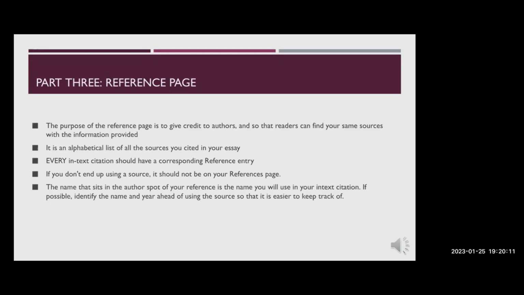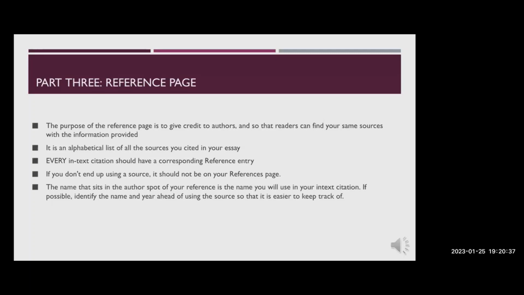It is alphabetical, so by the last name of the author, and I'll get to that in a second, the pieces that you want to look for. And so that means if you change something, you want to make sure that you always rearrange it so it's alphabetical. You also, if you don't use a source, so let's say you've gathered a bunch of sources and you wrote them into the reference page, and then you didn't end up using one, you want to make sure you take that out of your reference page.